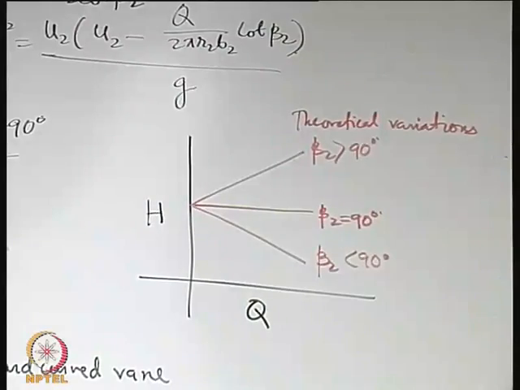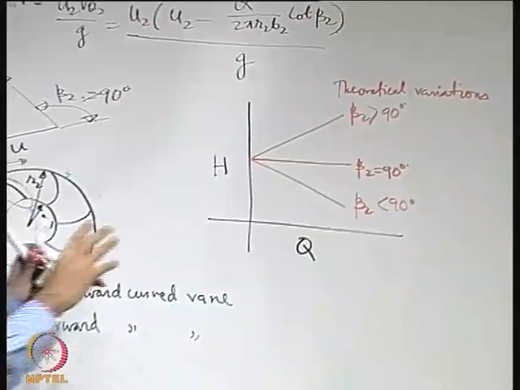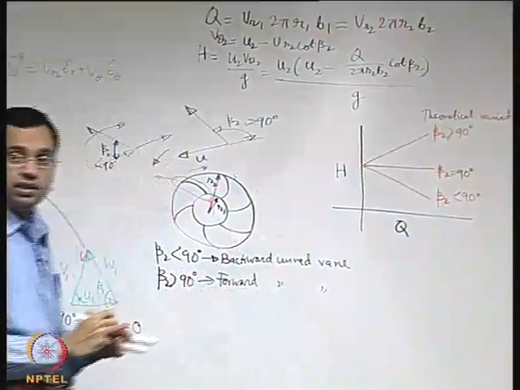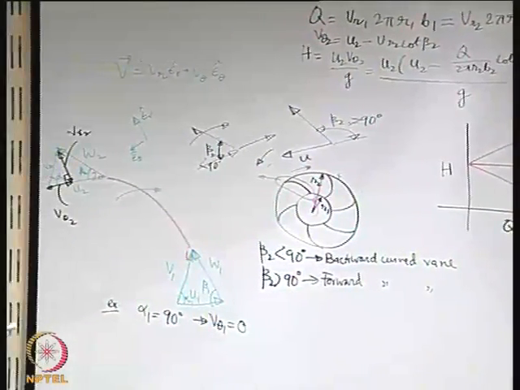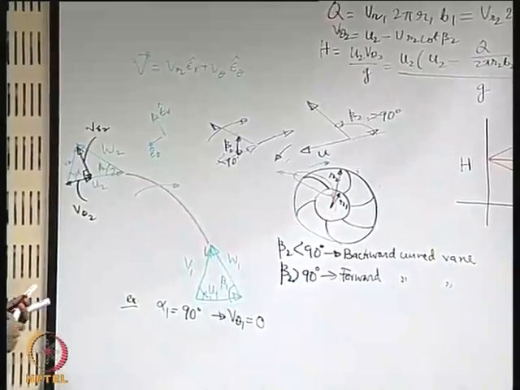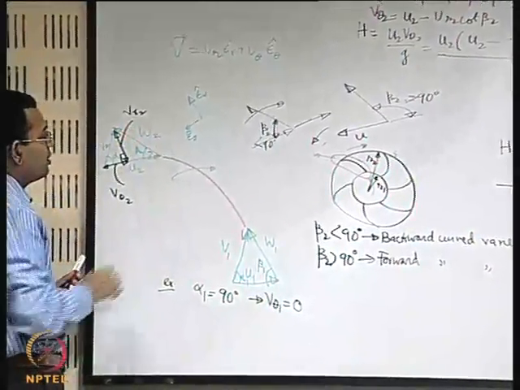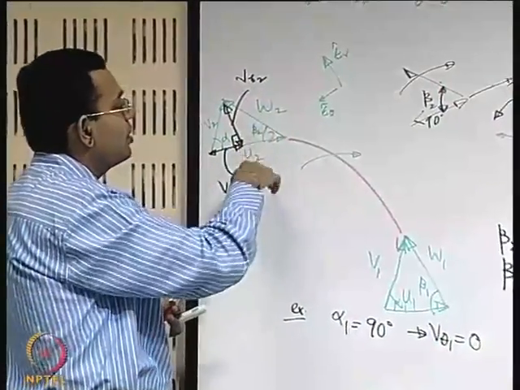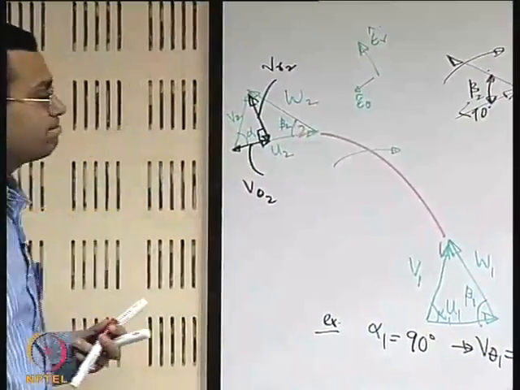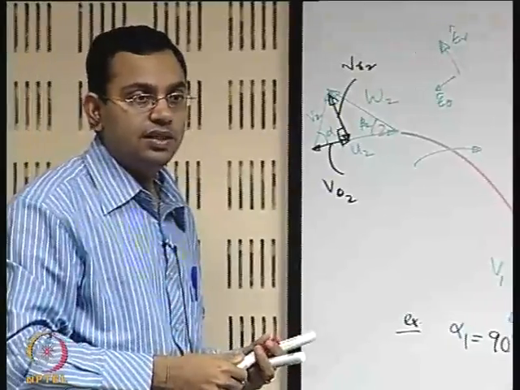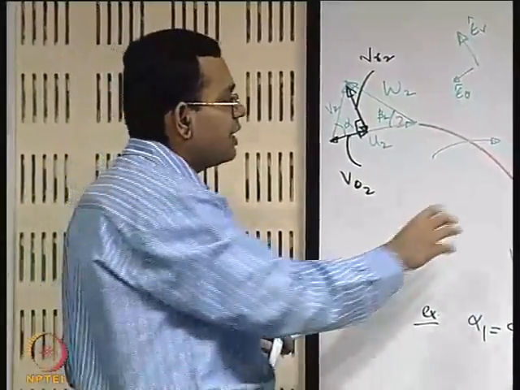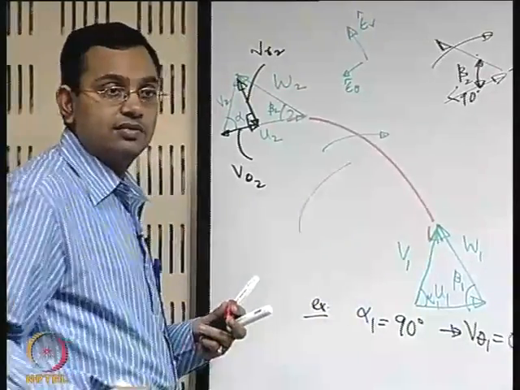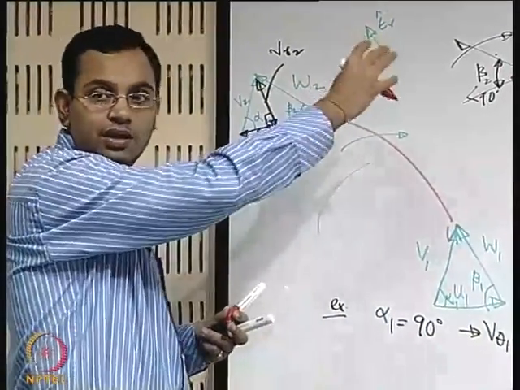Now, we will look into the implications of beta 2 by referring to the theoretical variations and then with some more practical considerations. First of all, let us look into the velocity triangle. Let us say that you have now in place of this velocity triangle a case where beta 2 is greater than 90 degree. So, if it is still rotating in the same way, the blade orientation will be the reverse. It will not be backward, but it will be forward.